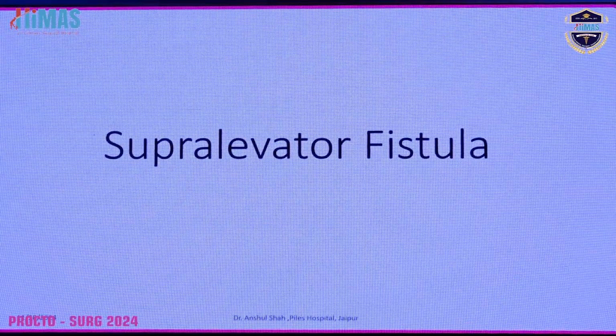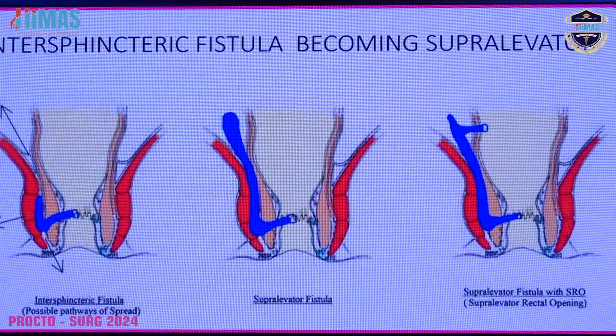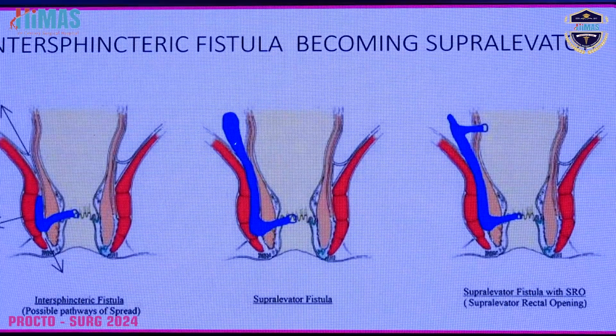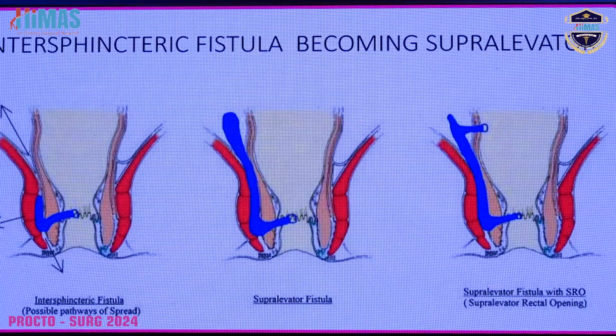So first of all, its role in the supralevator fistula. So what is the supralevator fistula? Basically, sometimes the intersphincteric fistula goes up. So this is the supralevator portion which it has formed. This is the supralevator fistula. And also at times a supralevator fistula may have this external opening. You leave down this opening, we have to just focus on this tract, how we have to deal with this tract.